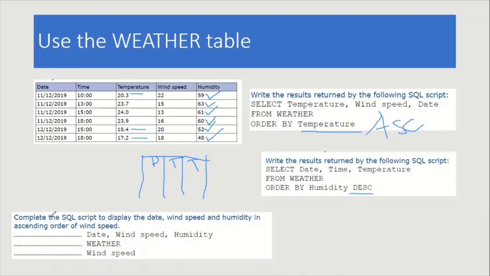This one is to complete the SQL to display the date, wind speed, and humidity. So here, as usual, there is SELECT, and then this is where, of course, ORDER BY wind speed, and we're done.